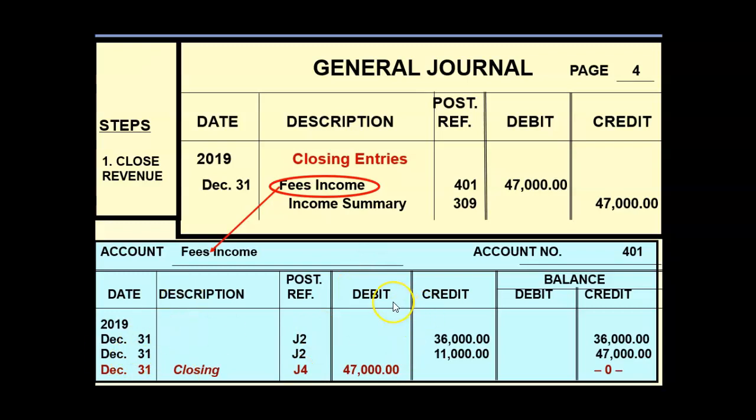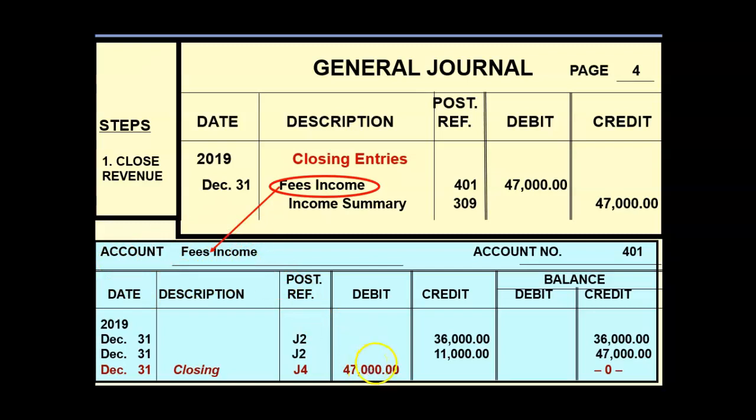Recall that's our audit trail to let us know where the information we're posting is actually coming from. Step 3, record the amount of the transaction into the appropriate debit or credit column of the ledger. Whatever took place in the journal, record it on the same side of the ledger. So we debit fees income 47,000 in the journal. We're going to debit fees income 47,000 in the fees income ledger account.